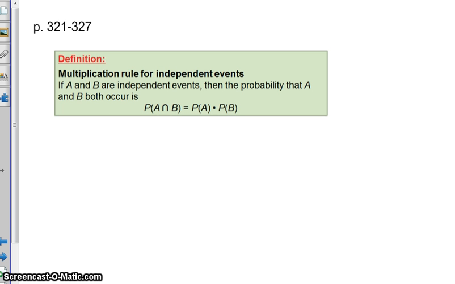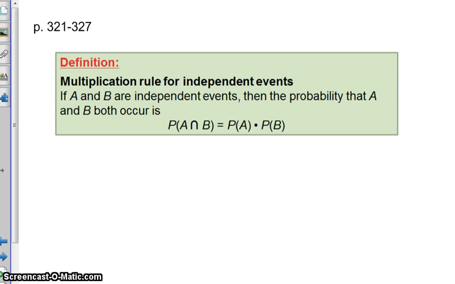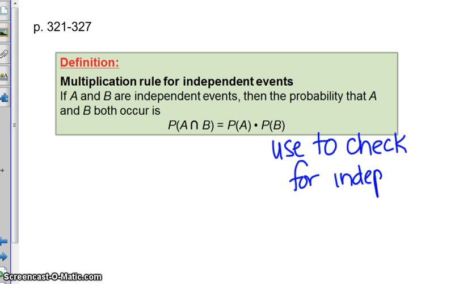All right, so then multiplication rule, we've already talked about this for independent events, and that's probability of A times probability of B. This is what I use to check for independence. You can also use that earlier conditional probability rule to check for independence, but you can use this one, and a lot of times this one's a little easier.